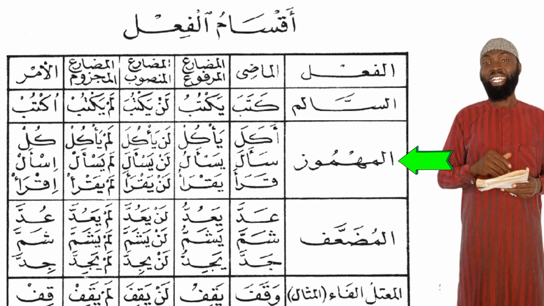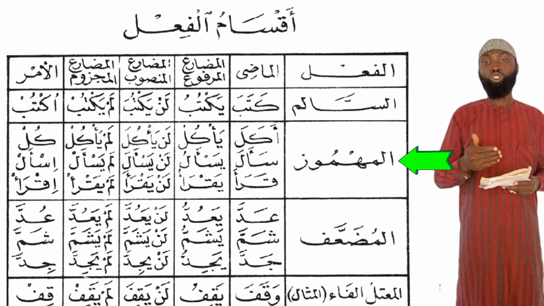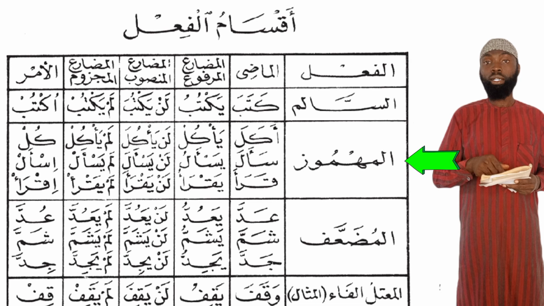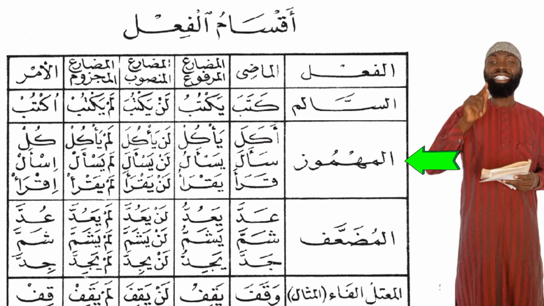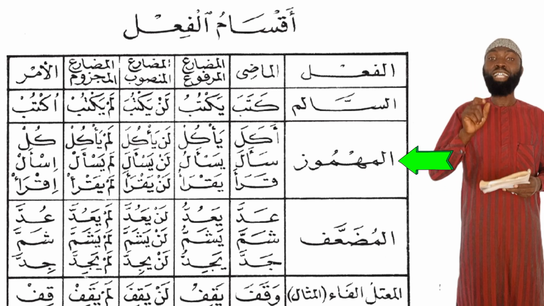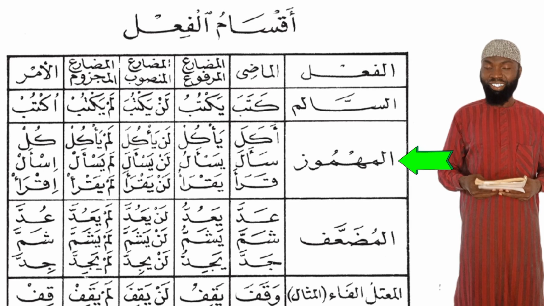Then the last category here is the word qara'a, which ends with a hamza. The present tense in the marfu is yaqra'u. In the mansub it is lan yaqra'a, and in the majzum it is lam yaqra'. And the command tense is iqra, like in the Quran, iqra bismi rabbika alladhi khalaqa.